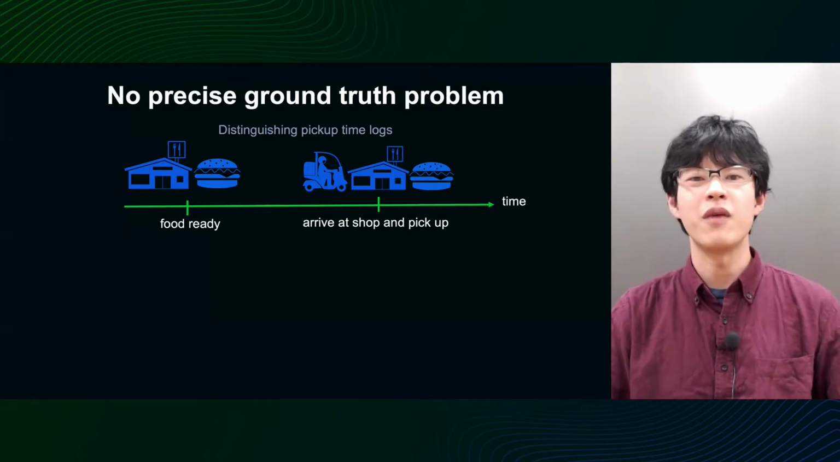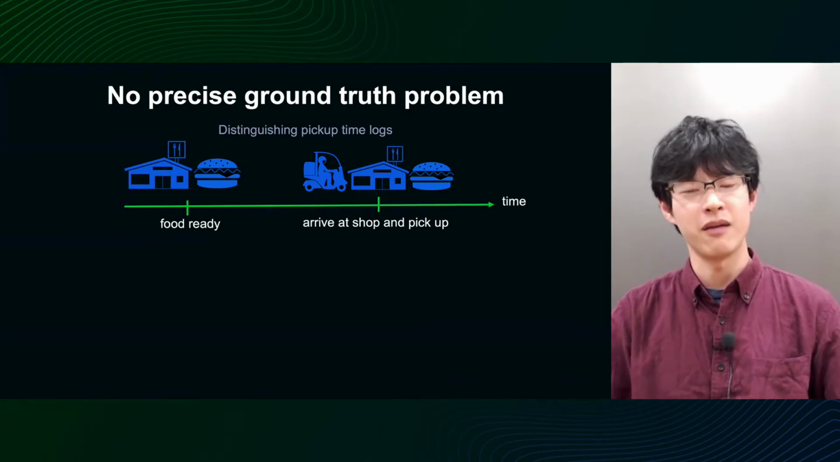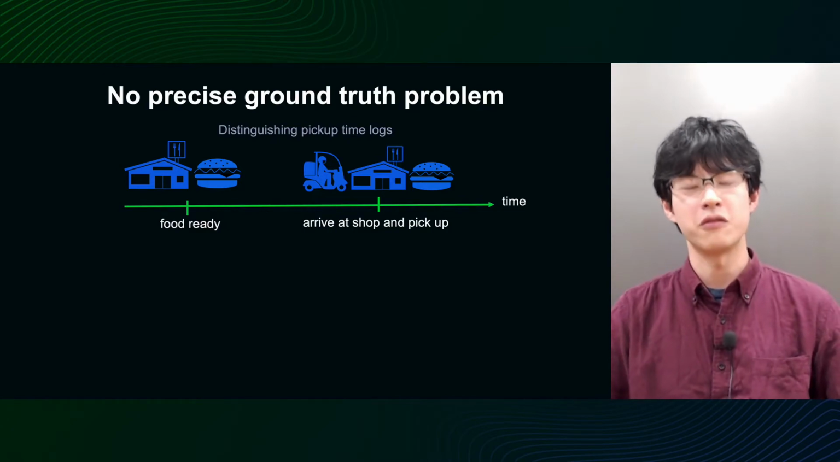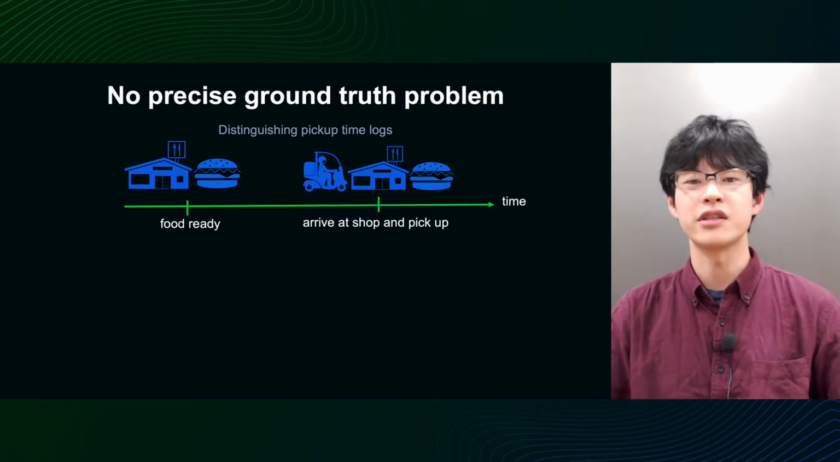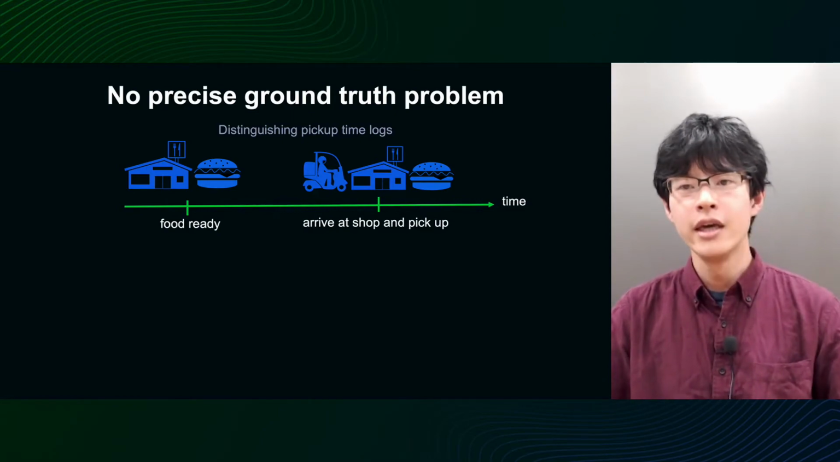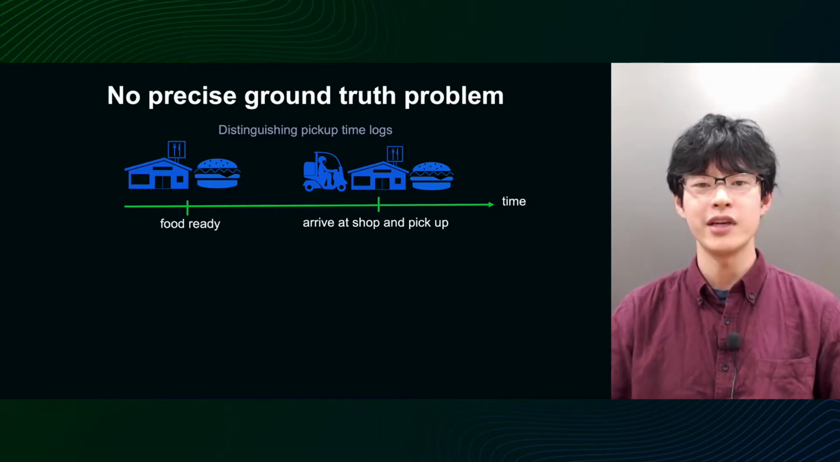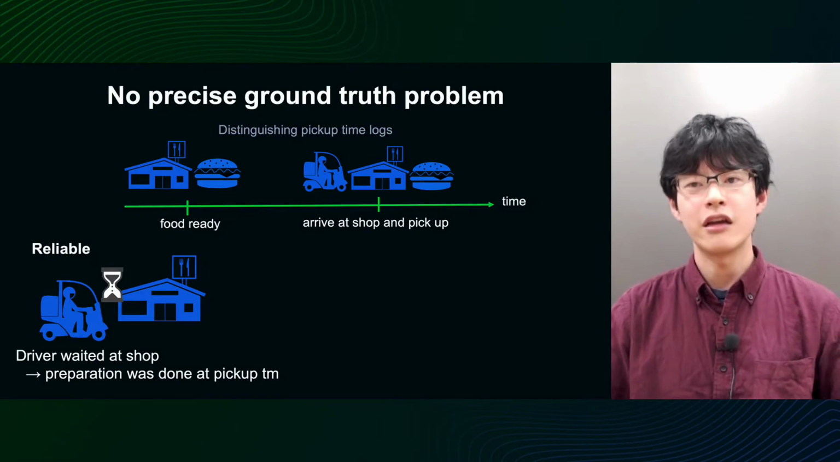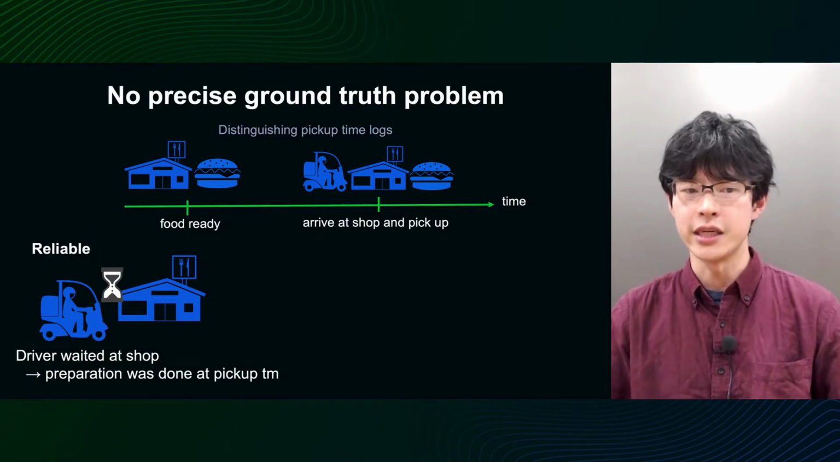For instance, if the food was ready and the driver took 10 minutes to drive, then the pickup time of the driver is 10 minutes later than the time of the food preparation. Then the timestamp of the driver's pickup time is not credible as the timestamp of the completion of the food preparation. This issue was also addressed by using the driver's GPS log. Specifically, we divided the data into two cases.